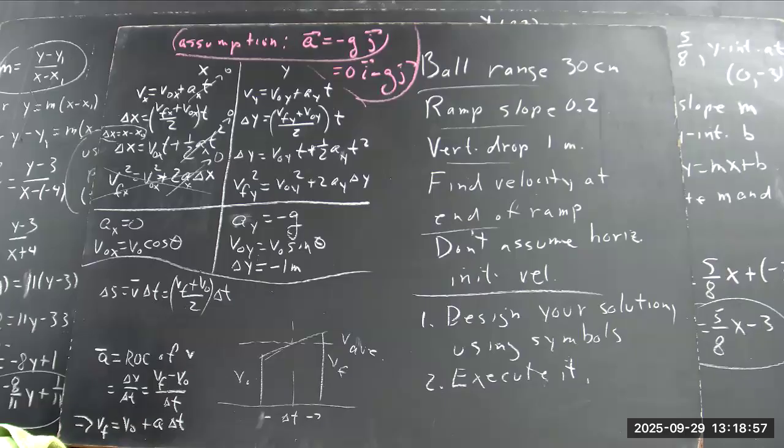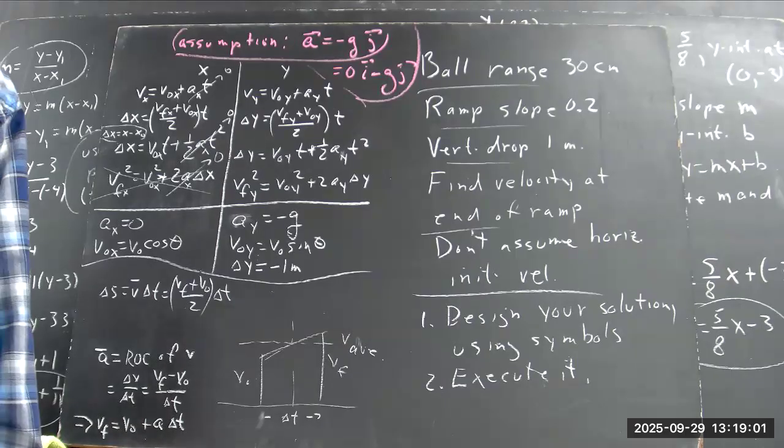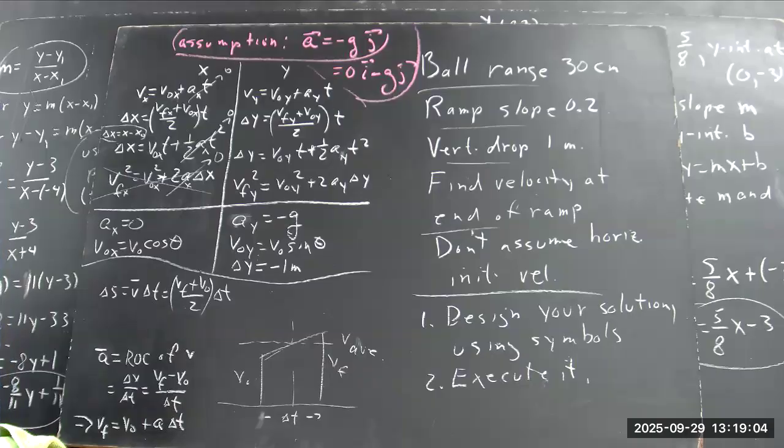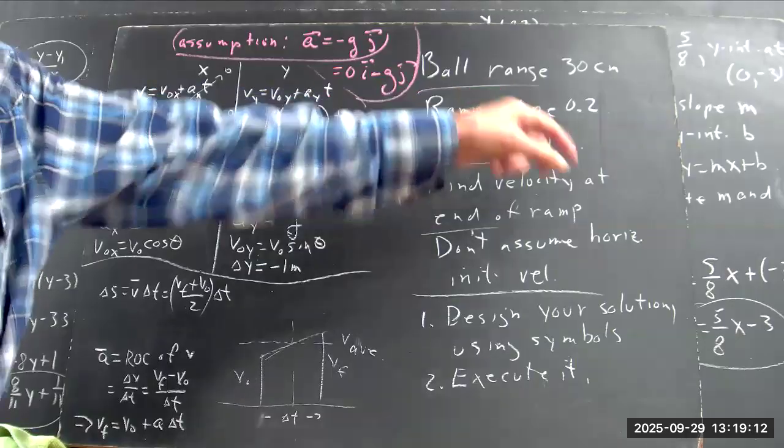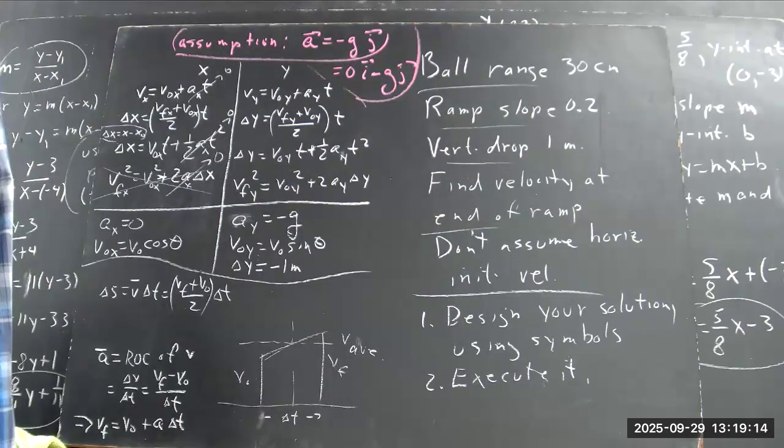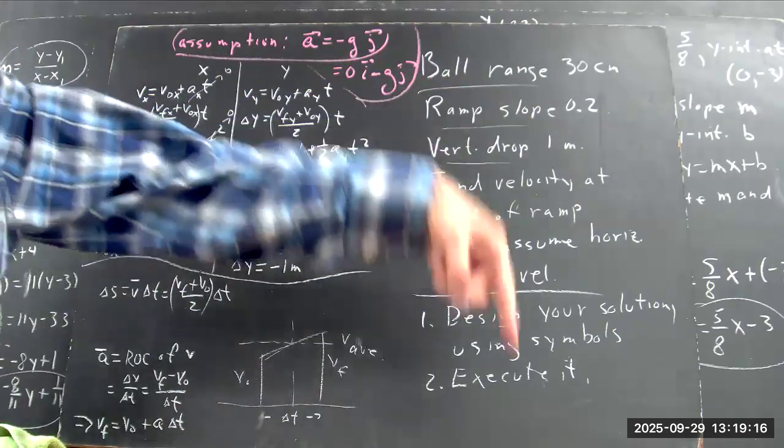Centimeters per second squared. Now, if it's around 200 centimeters per second squared, what fraction of G is it? Well, G is 980 centimeters, about 1,000. So 200 out of 1,000 is 0.2, a number we already have on the board, but I didn't know that was going to happen.